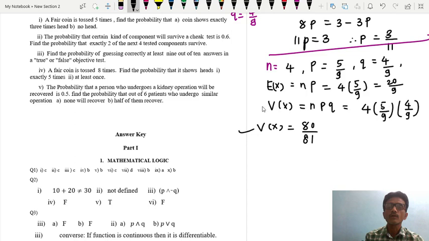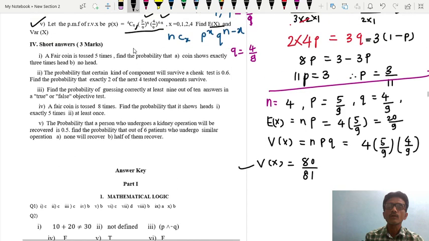Here we are getting Ex is equal to 20/9, and Vx is equal to what? See here, Ex is equal to 20/9, and Vx is equal to 80/81. Yes, dear students, in this video we have seen up to third question.